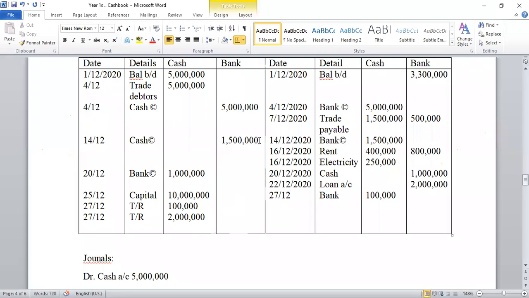So I'll come to the bank column and receive that 100,000. This is 100,000. Where is the money coming from? It's coming from the cash account. Okay, when was it? It was on 27th, same date. Okay, now we go back to the check that we received.